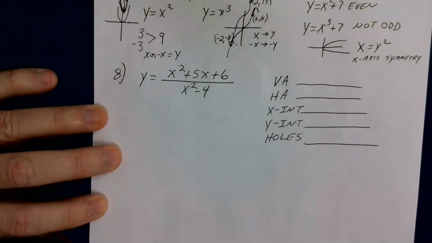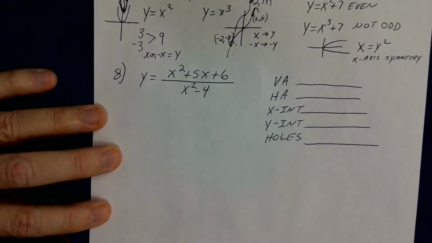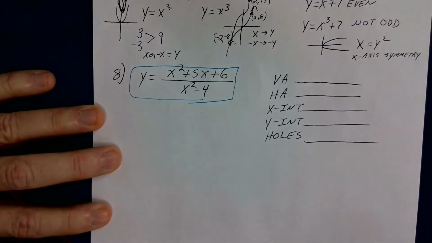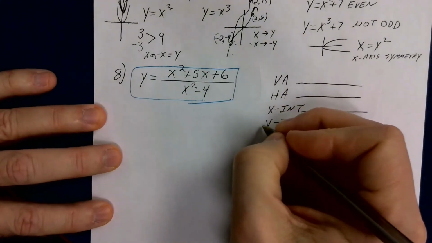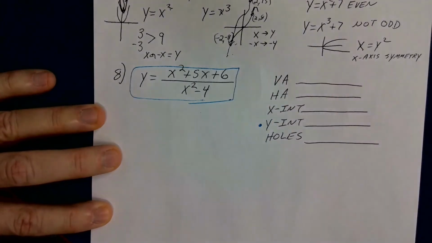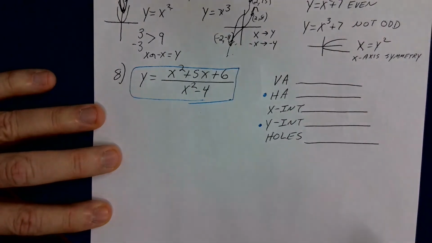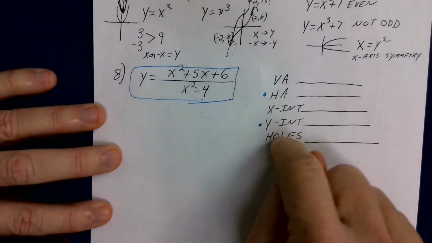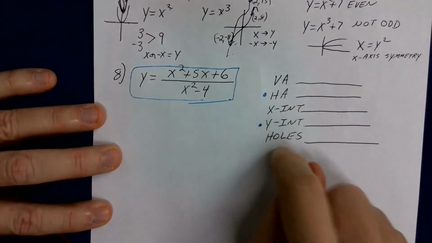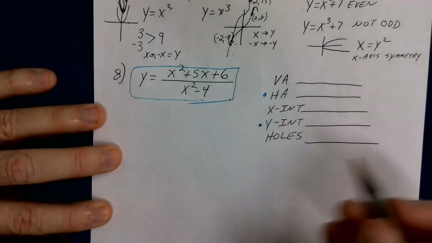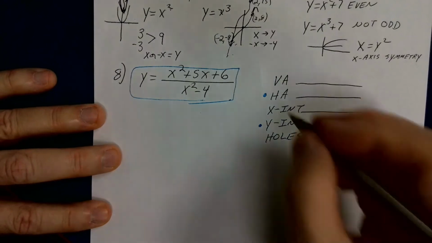So what are some of the things that I can do in the beginning? When it's in this form, there are 2 things that I think I can do pretty easily, and that's I can tell what my y-intercept is, and I can tell what my horizontal asymptote is. I can't find the vertical asymptotes, the x-intercepts, or the holes until I factor this thing, okay? But I can find the horizontal asymptote and the y-intercept pretty easily.